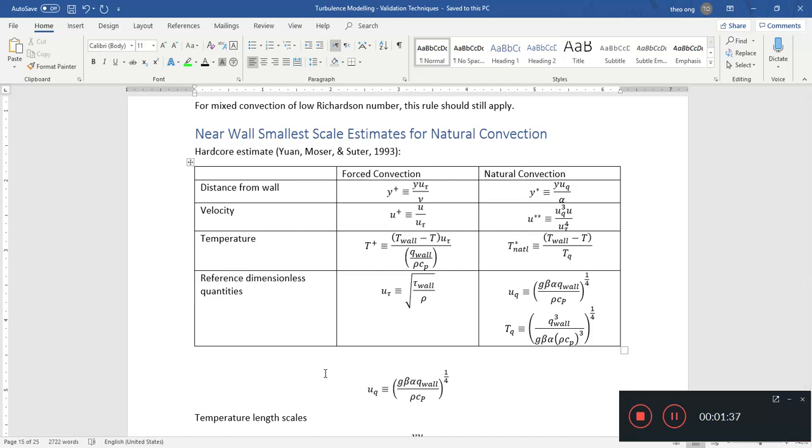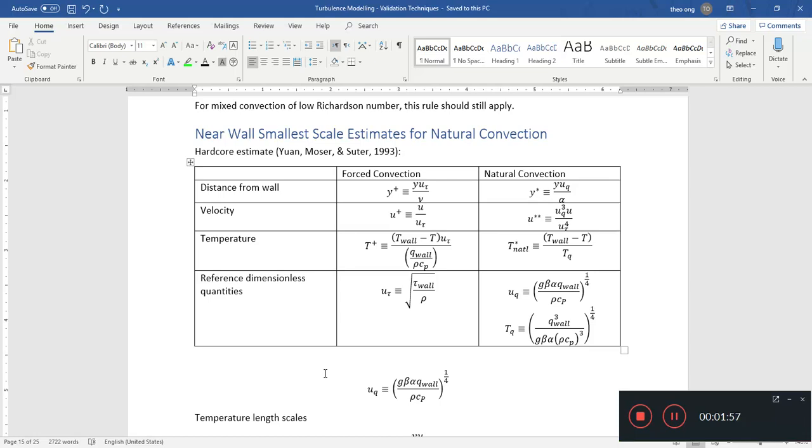You take your Kolmogorov or Batchelor scales and you divide by 10, and that should give you the smallest mesh size you need for either forced or natural convection. Now, for natural convection, how can we go about proving this?